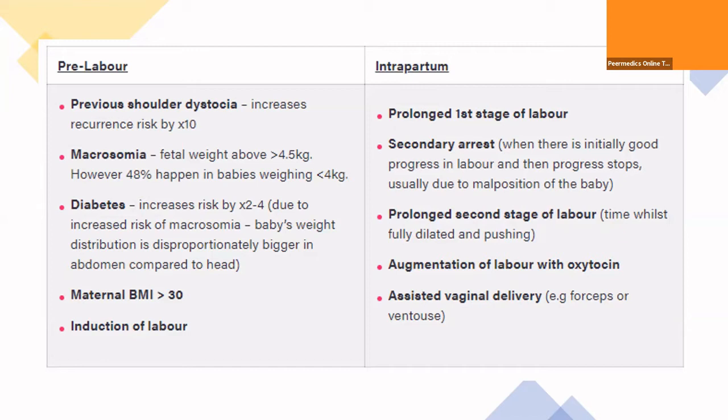And then secondary arrest, so where we've already had labour going at a good rate, and then usually due to some kind of malpositioning of the baby, or issues with structures of mum's pelvis, failure of initiation of contractions, things like that, labour was progressing well and then it stops. Or a prolonged second stage, taking too long for the baby to come out of mum. Any kind of augmentation with oxytocin, because it tends to reduce the urge that mum has to contract naturally, and any assisted delivery as well can increase the risk.